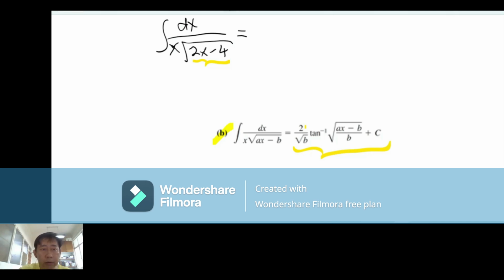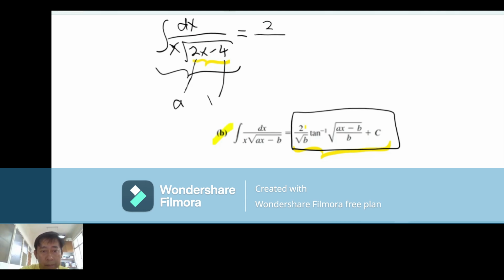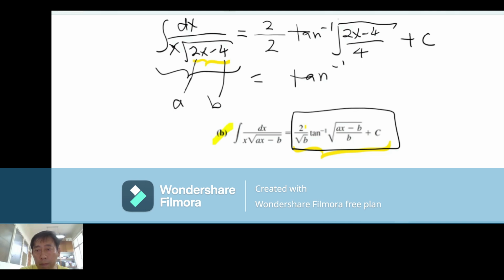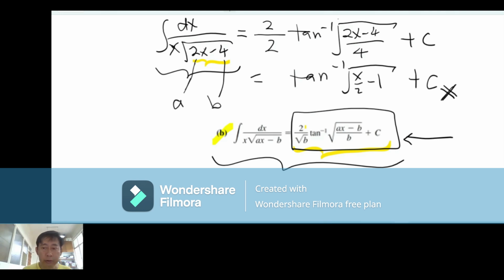To obtain the solution to the integration of this function, we just copy down the right-hand side of item 29b term by term and write down 2 over square root of b. 2 is a, b is 4. So square root of b is just 2 arctangent of the square root of (2x minus 4) divided by 4, plus a constant. More compactly, arctangent of square root of (x over 2 minus 1) plus c. That is the solution to the integration of 1 over x times square root of 2x minus 4. This has been achieved by referring to item 29b in the integral table.